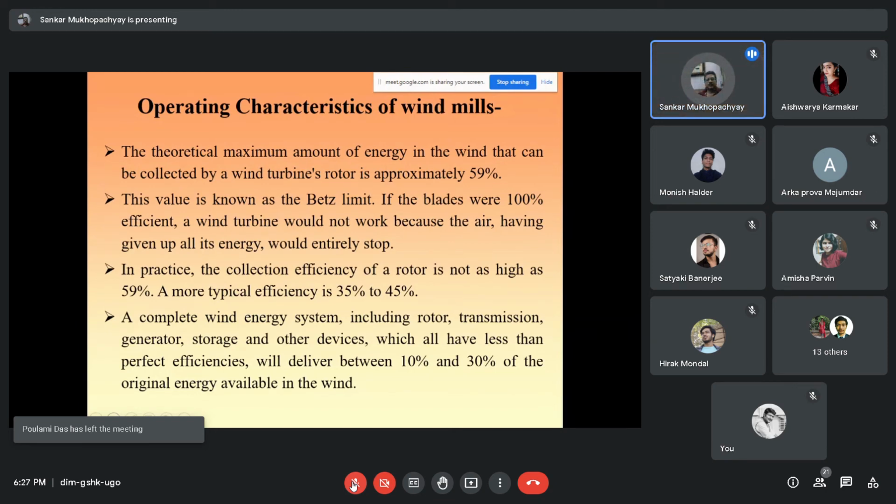Actually, this collection efficiency of a rotor, what is designed at 59%, this is the theoretical maximum amount of energy. But practically, কি হয়, the collection efficiency of a rotor is not as high as 59% because we do not consider the local turbulences that do take place.